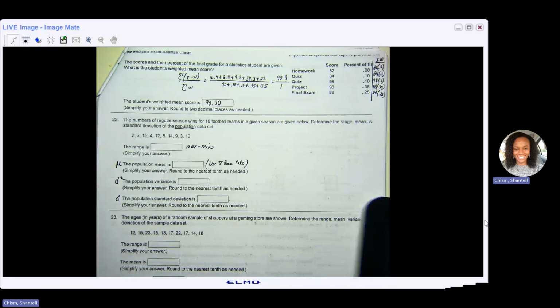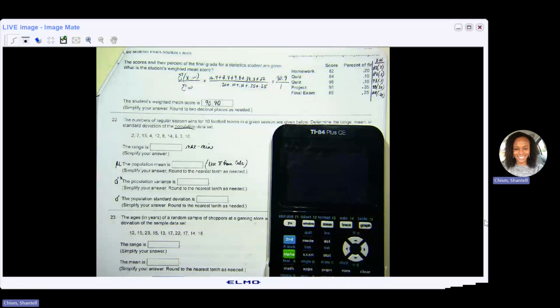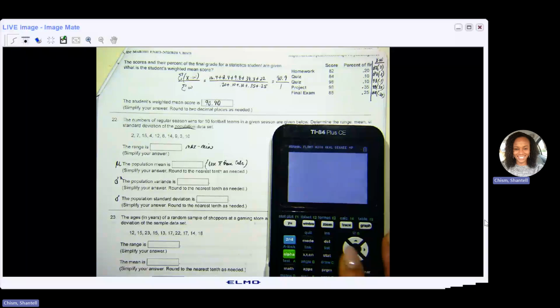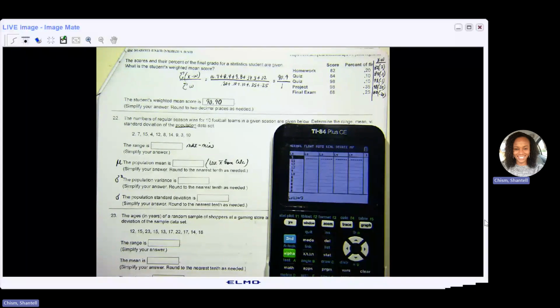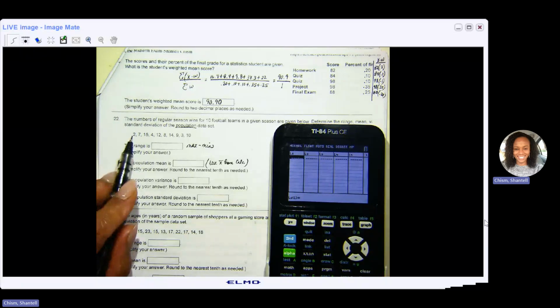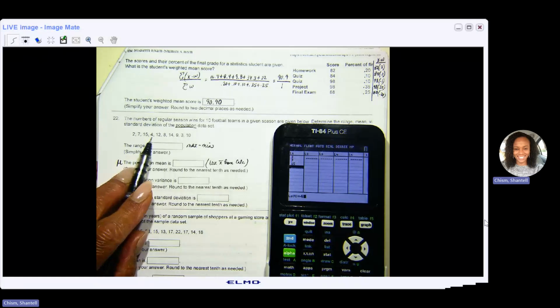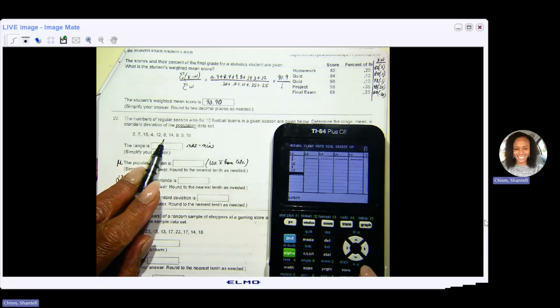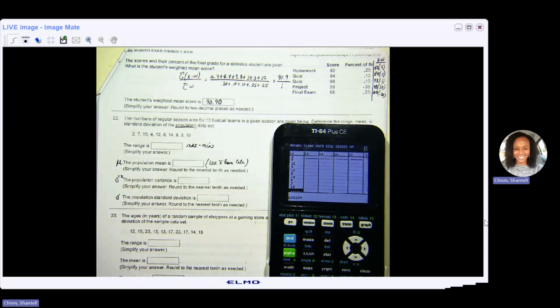So I'm going to put the data into my calculator. Let's see what we've got here. Let's press stat and let's edit. I need to clear out list 1, so I'm going to go up to the list name and press clear, enter. Then I've got 2, 7, 15, 4, 12, 8, 14, 9, 3, 10.